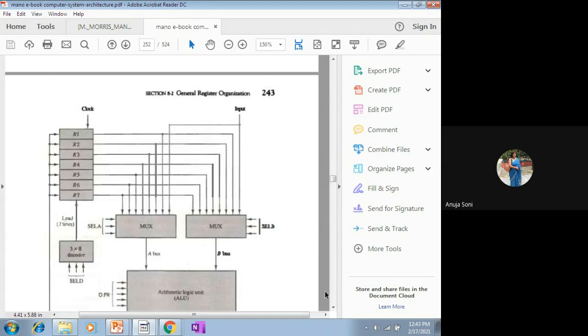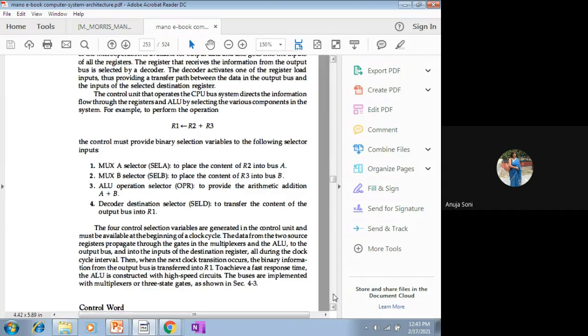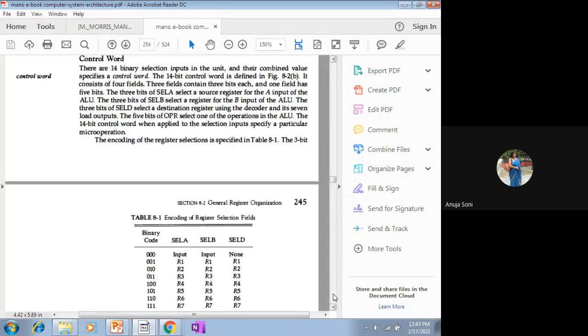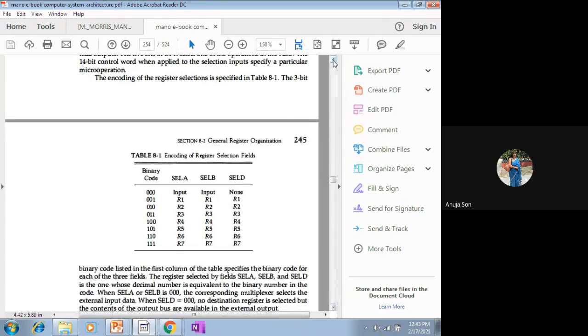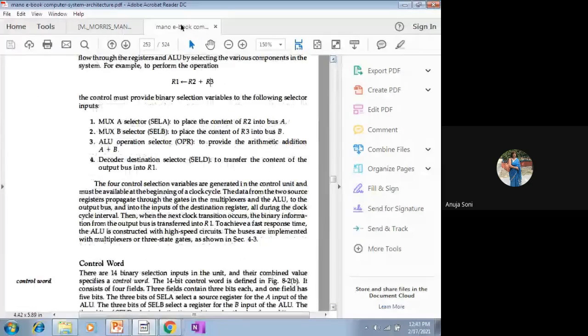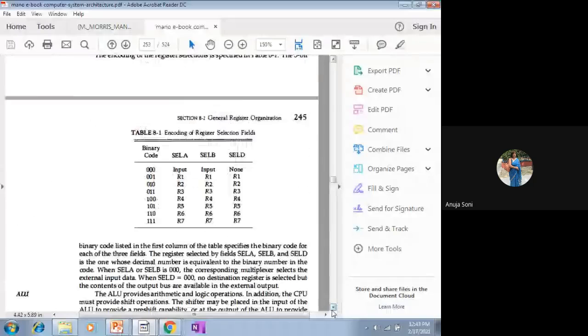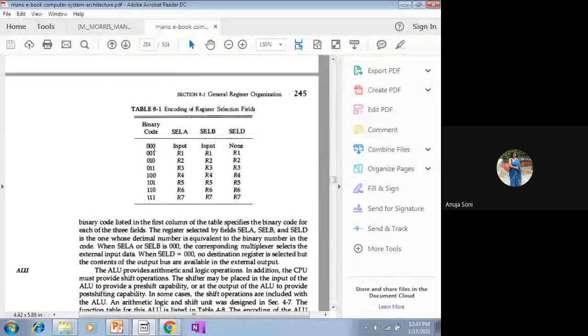So what kind of question may come up in your exam? You are given this table, and on the basis of this, given this register transfer statement, you have to write down the value of the control word. This way the question may come up. What are the possible values of the binary code? 000, 001, 010, 011, 100, 101, 110 and 111.